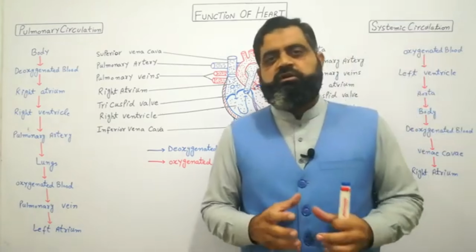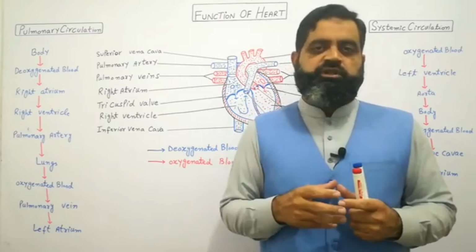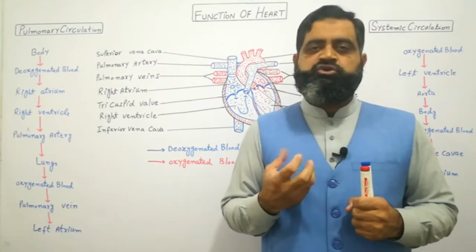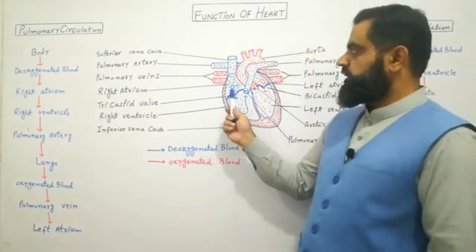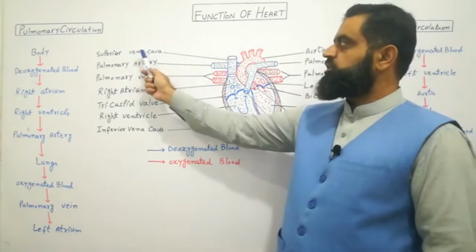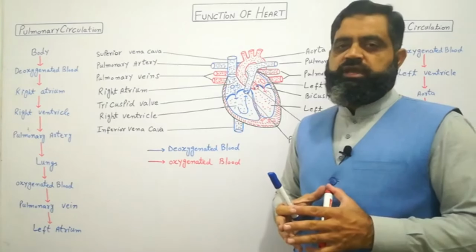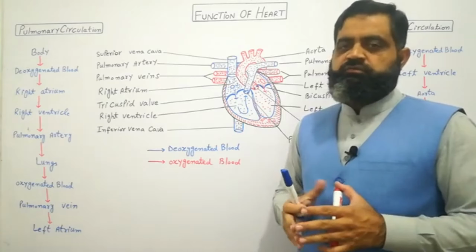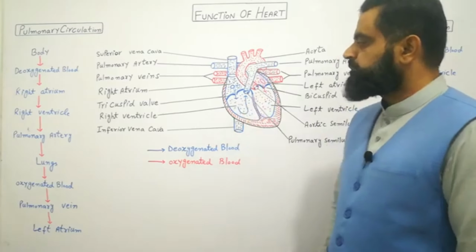First of all, deoxygenated blood from upper parts of the body like the head, neck, shoulders and arms is brought into the right atrium through the superior vena cava. The superior vena cava is the blood vessel which carries deoxygenated blood from upper parts of the body into the right atrium.